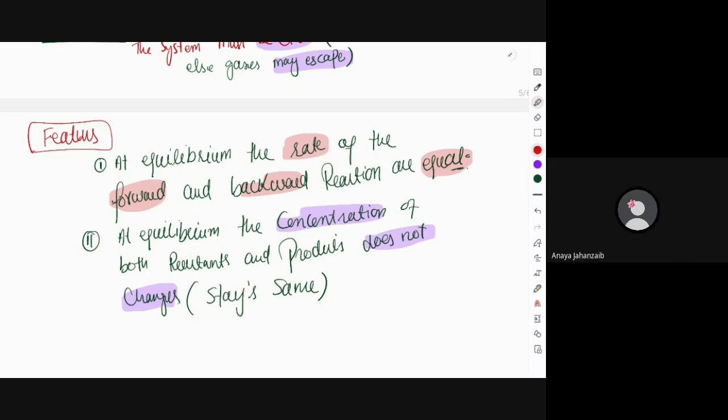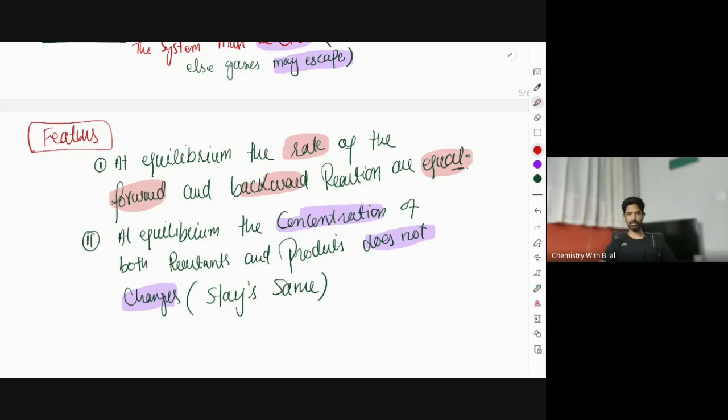Sure. I wanted to ask if the temperature of specific reactions could be considered as a feature for equilibrium. No, temperature is not a feature. When you change something, we can change the temperature, we can change the pressure, we can change the concentration. Those are not the features.